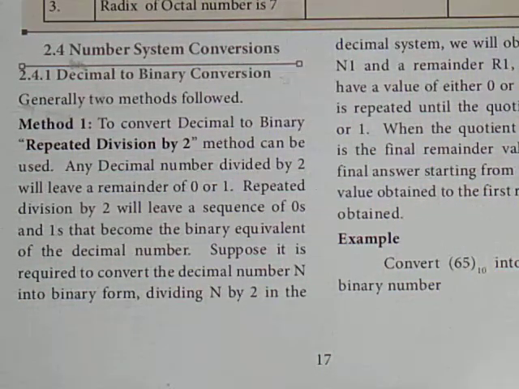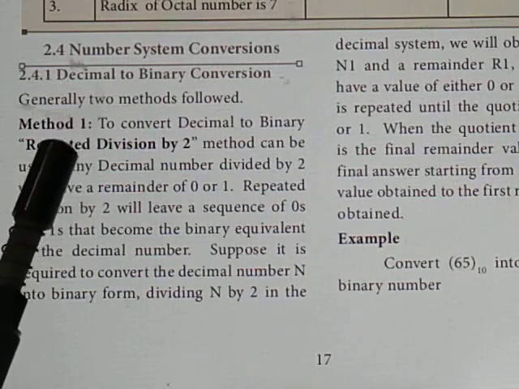Number system conversions means we have four types of number systems: decimal, binary, octal, hexadecimal. In this class we are discussing the conversions between these four number systems. Example: decimal to binary, binary to decimal, decimal to octal, octal to decimal, like that. So first one, decimal to binary conversions.